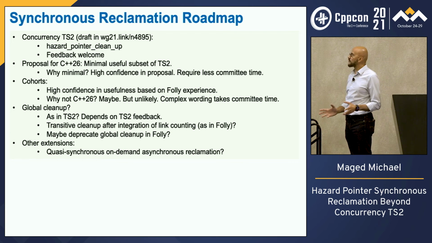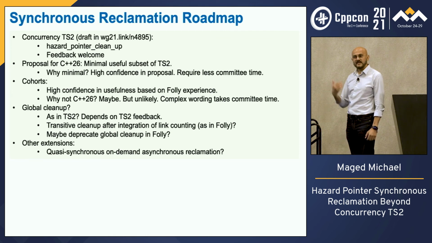The plan for the proposal for hazard pointers in C++26 is to be a minimal useful subset of what's in TS2. Why minimal? Because we only want the stuff that we have high confidence in its usefulness and that it will survive the test of time. And also, the committee's time is very limited, so by having a proper subset of the TS, things that have already been vetted through this whole process would require less of the committee's time.